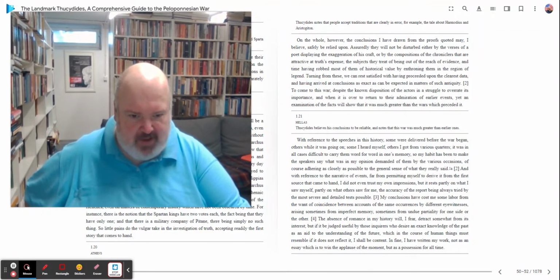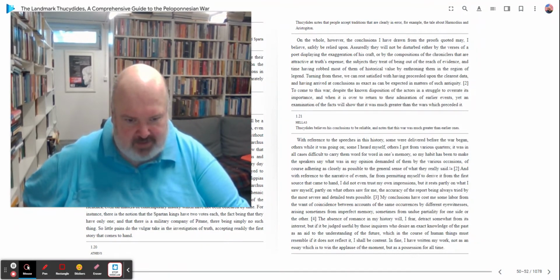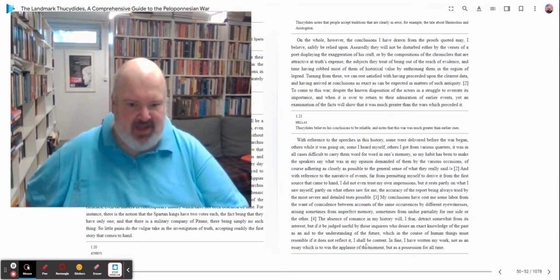The absence of romance in my history will, I fear, detract somewhat from its interest, but if it is to be judged useful by those inquirers who desire exact knowledge of the past as an aid to understanding the future, which in the course of human things must resemble if it does not reflect it, I shall be content.